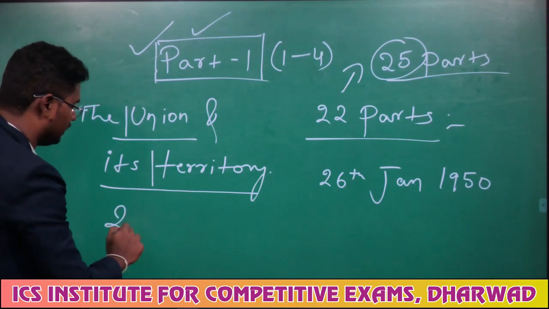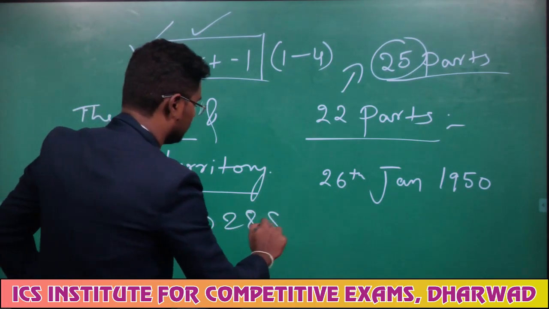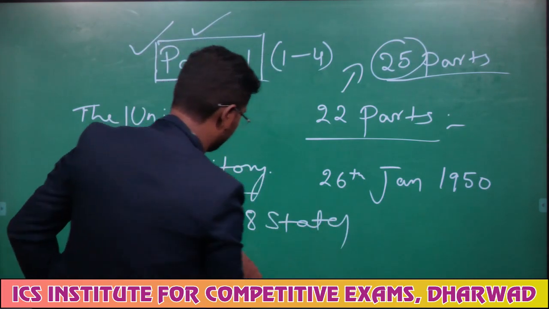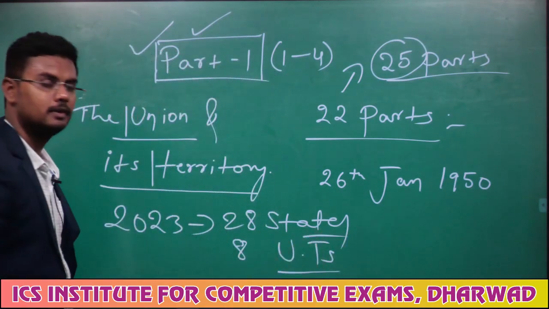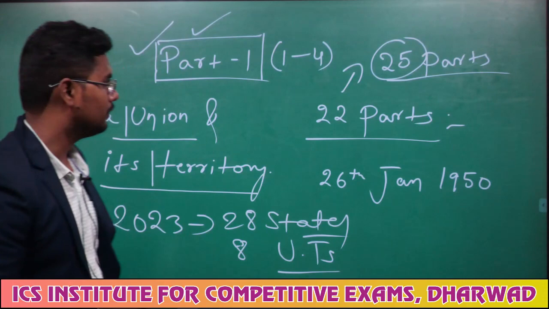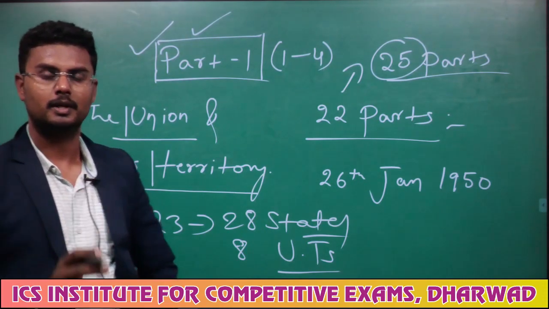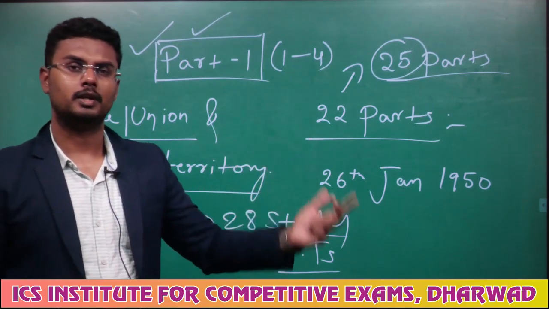That is in the year 2023 with 28 states and 8 union territories. So this is all about Part 1 of the Indian Constitution, which talks about the Union and its territory under 4 articles, Article 1, 2, 3 and 4.